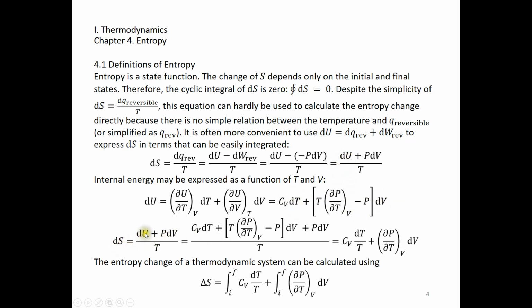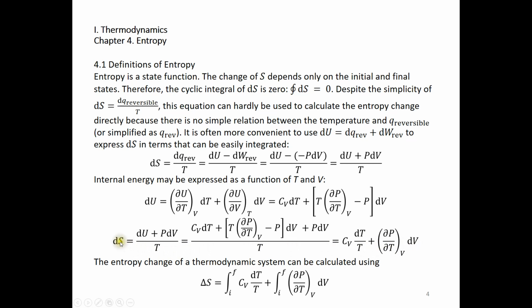So dS is equal to dU plus PdV over T, and then we plug in these 3 terms for dU. Fortunately, this PdV and this PdV cancel, and then we have, in the end, only 2 terms. The exact differential of entropy is Cv times dT over T plus delta P over delta T times dV. So it comes from here. This is delta P over delta T on a constant volume condition times dV. What about the temperature here? T and T cancel, and this negative PdV and positive PdV cancel. Now we have this expression.